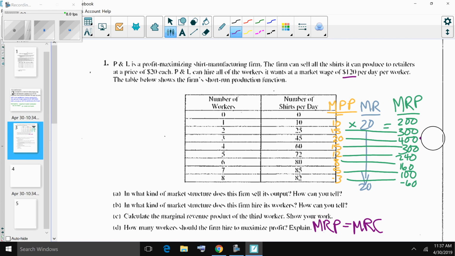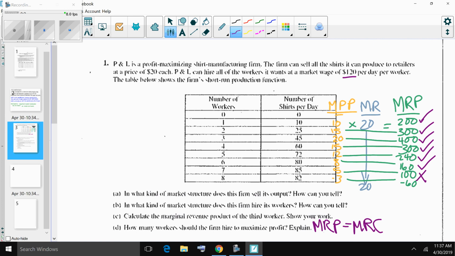So, just like we did before, okay? I pay him $120 and he makes me $200. Do I hire this guy? Yes, I do. I pay him $120 and he makes me $300. I hire him as well. I'm paying $120 and he makes me $400. I want to hire him. Pay him $120. He makes me $300. I'm going to hire him. I pay him $120. He makes me $240. I'm going to hire him. I pay him $120. He makes me $160. I'm going to hire him. I pay him $120. He makes me $100. I do not hire this guy.